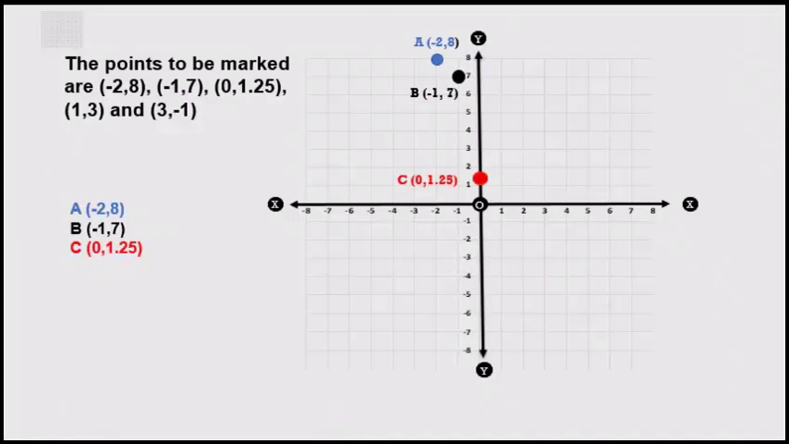Our next point is (1, 3). You have to plot a point which is 1 unit away from the y-axis and 3 units away from the x-axis. Mark the point as D (1, 3). Next we have (3, -1). Plot a point which is 3 units away from the y-axis and -1 unit away from the x-axis. I am marking the point as E (3, -1).